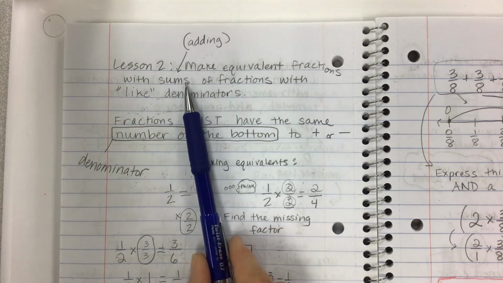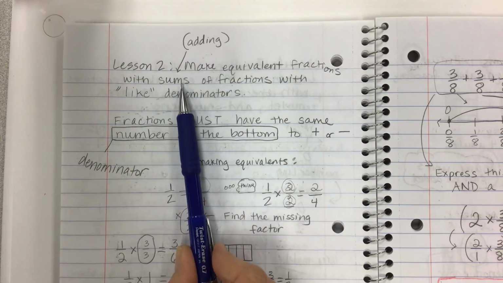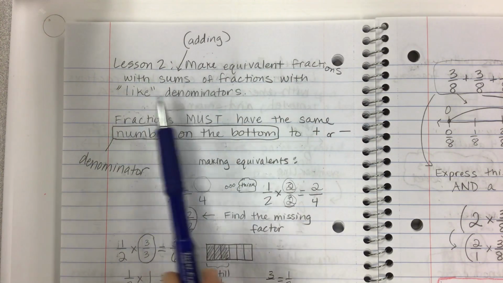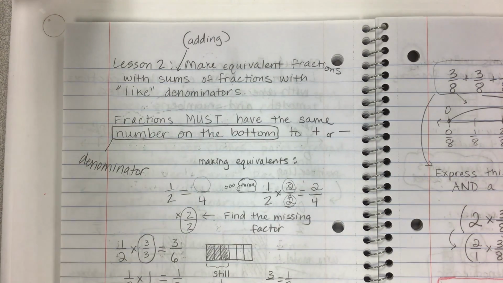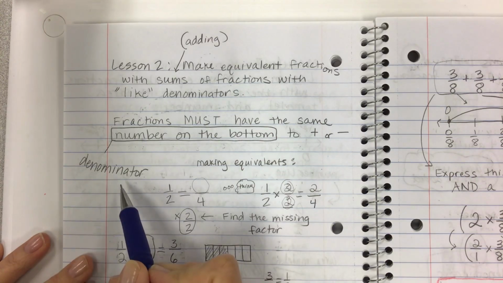So the objective here in lesson 2 is to make equivalent fractions with sums, that means the answer to an addition problem, of fractions with like denominators. Like denominators means it's the same number on the bottom so that you can add, because we're talking about the same unit, like adding apples with apples or oranges with oranges, not apples and oranges trying to be added together. That wouldn't work. For fractions, it wouldn't work. Anyway, fractions must have the same number on the bottom to add or subtract. Okay, super vital. The number on the bottom is called the denominator.